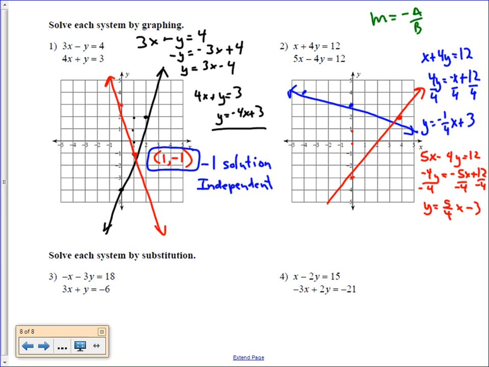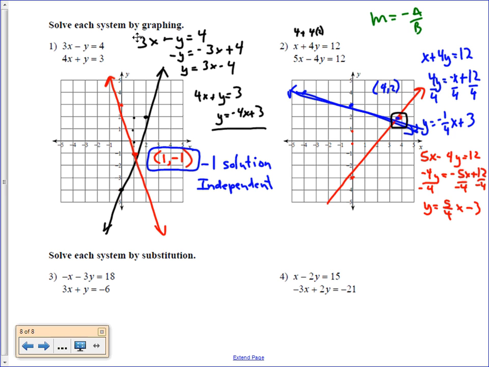If I had drawn my line here a little bit better, they would have intersected there at 4, 2. So 4, 2 should be my solution. Come back up here. 4 plus 8 is 12. 20 minus 8 is also 12. So the point (4, 2) is the solution to this.